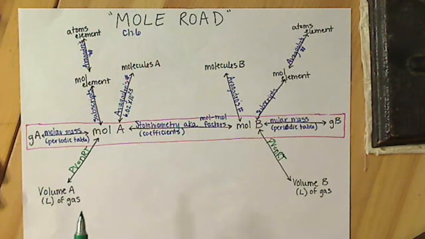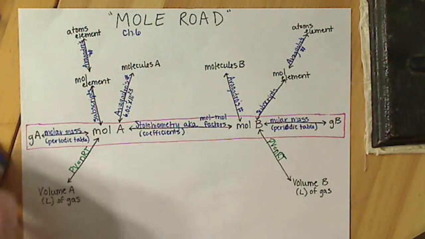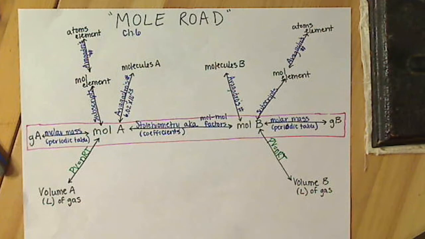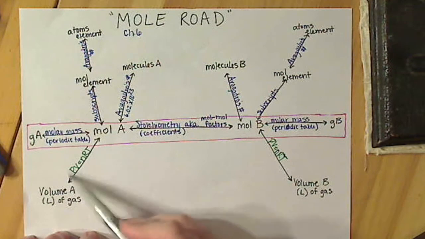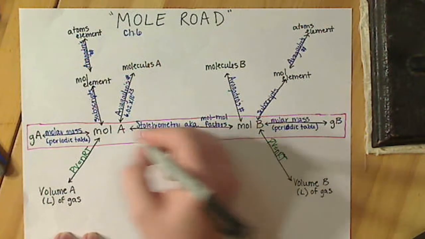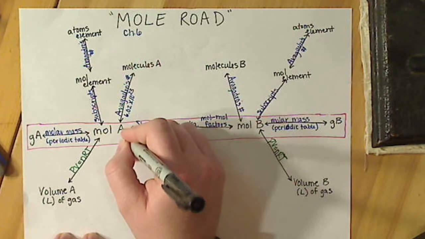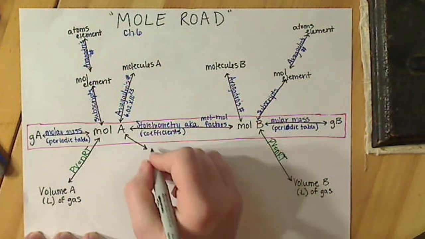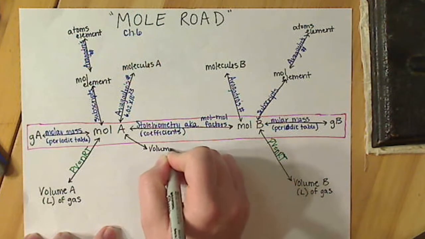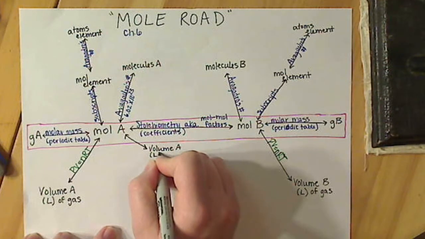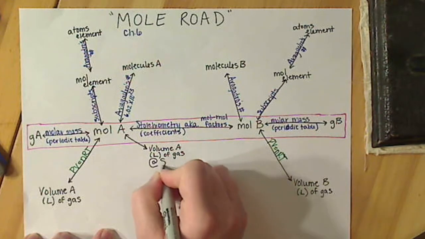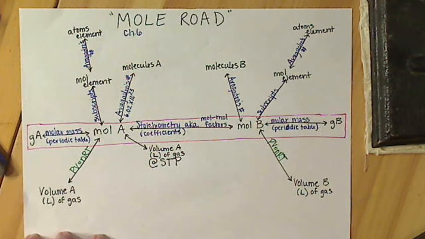The other pathway that we developed was the shortcut. Again, this will always get you to where you're wanting to go. The shortcut is just if certain conditions are met, you don't have to do a full calculation using PV equals nRT. So I'll put it over here with a shorter arrow to indicate that. We can get from volume of A in liters of a gas, and the important part is that this is at STP.